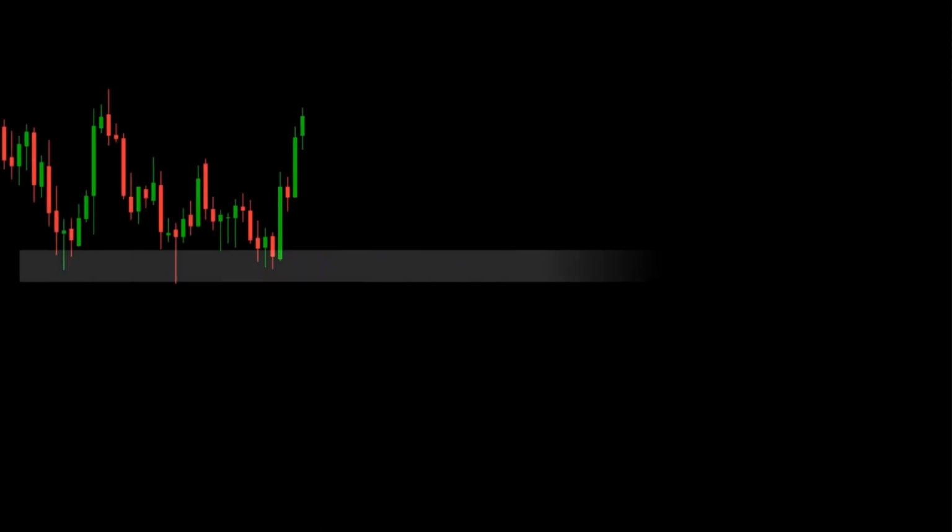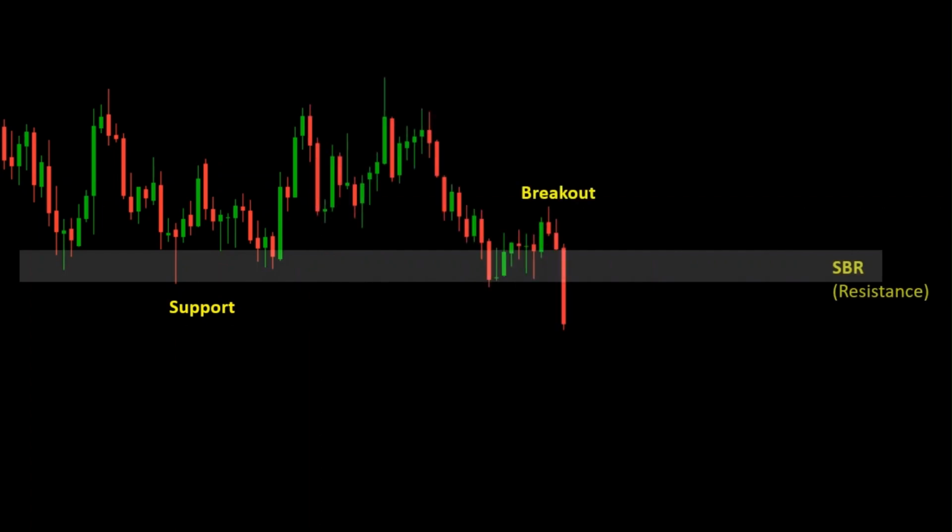In this example, we can see that a support level has formed, followed by a price breakout below that level. Once the support is broken, it is referred to as an SBR level, or support becomes resistance. At this point, we wait for a pullback to the SBR level. If the price shows any confirmation of a selling opportunity at this level, that will serve as our entry signal for a short position. This setup presents a high probability scenario for the price to continue moving downward.